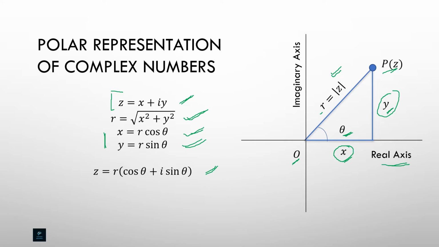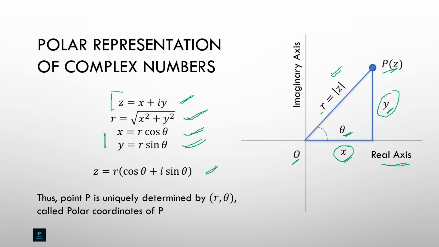Thus, we are able to represent the complex number z in terms of a pair of real numbers r and theta. This pair of real numbers r and theta is called the polar coordinates of point P, and this representation of the complex number is called the polar representation of the complex number z. The origin of the complex plane is the pole of the complex number z.